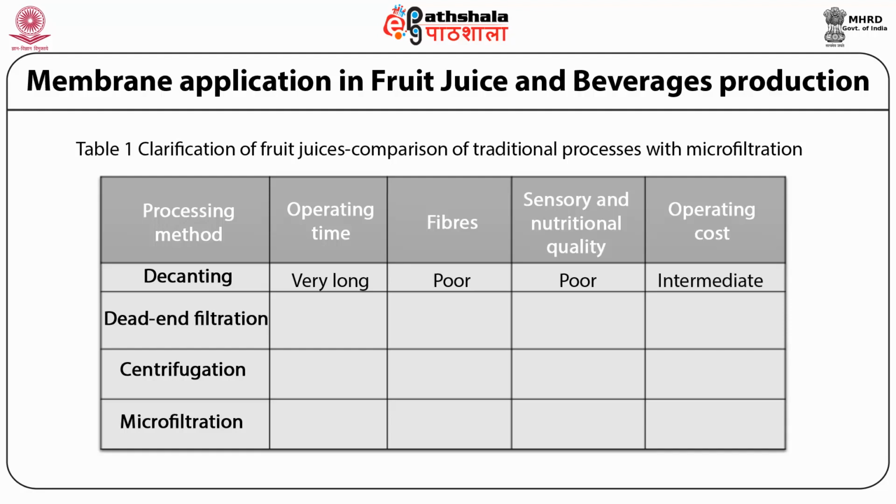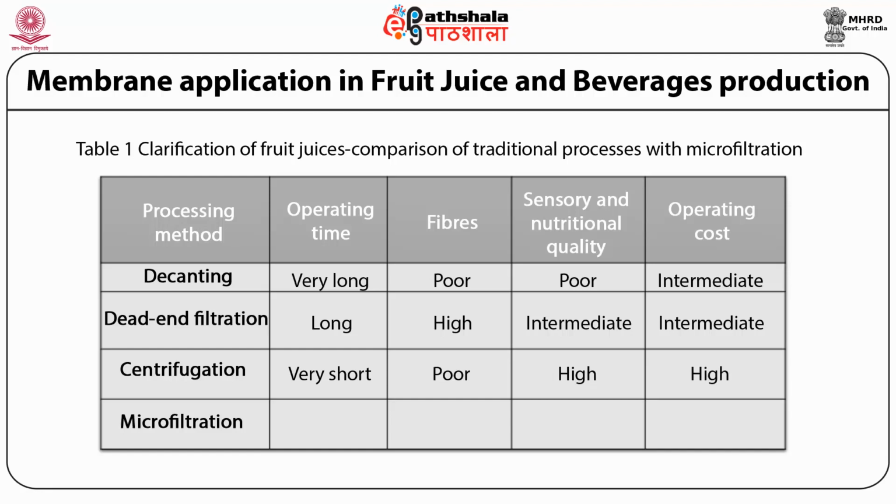Then, compared to dead end filtration, centrifugation and microfiltration: in dead end filtration, operating time is long, as we have already learned that when we are using dead end filtration, cake layer formation will take place and that will reduce the flux. Fibers retention will be higher. Sensory quality will be similar to the decanting process, and operating cost is also similar to decanting. In the centrifugation process, operating time is very short, fibers retention is poor, and sensory and nutritional quality of the product will be high, and at the same time operating cost will be high.